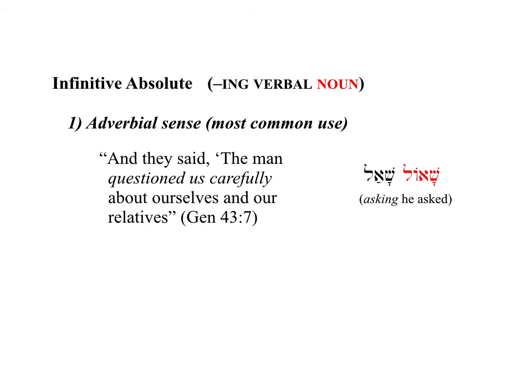Here we have another example. And they said, the man questioned us carefully about ourselves and our relatives. Now, you actually had this in your last lesson. It doesn't have this form in it because we had to modify the Joseph story because you hadn't had this verb form yet. But in the biblical text, it says that the man Sha'ol, the man indeed questioned us. He continuously questioned us, carefully questioned us.